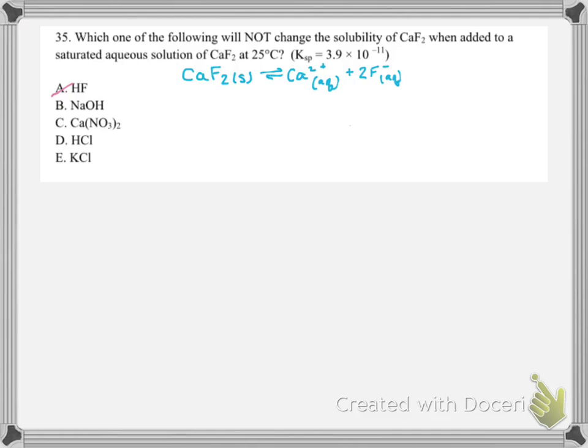Okay, with calcium nitrate, we would have it dissolve to form calcium 2+ and 2 NO3-. So we'd be adding in calcium ions, which are a product, which would then cause our equilibrium to shift to the left. So that would change our solubility.